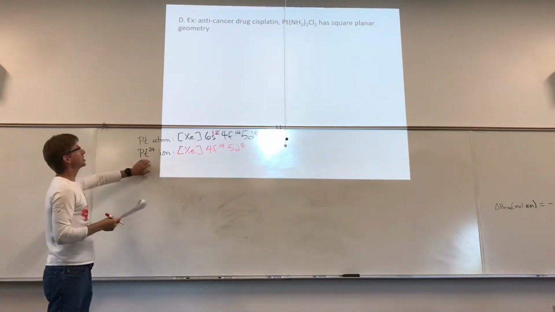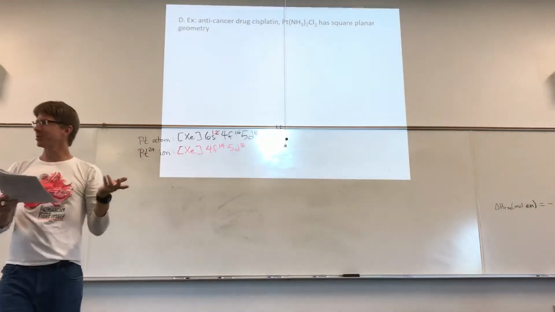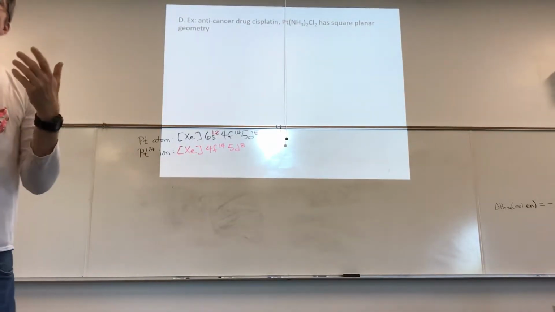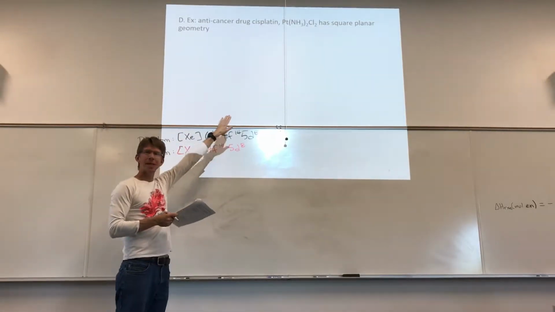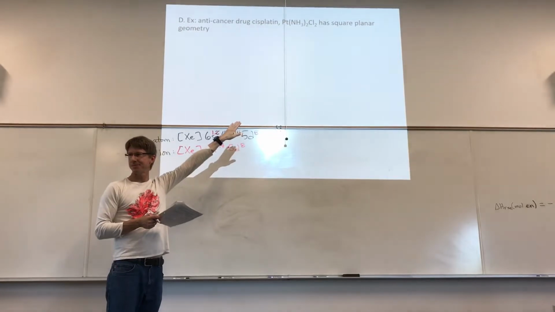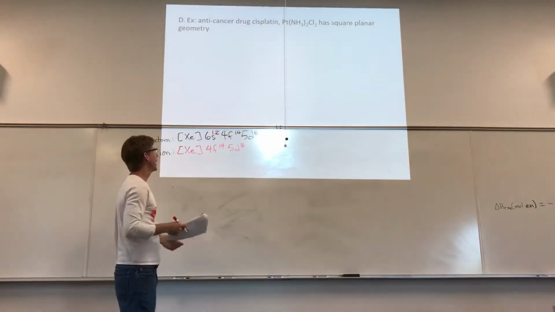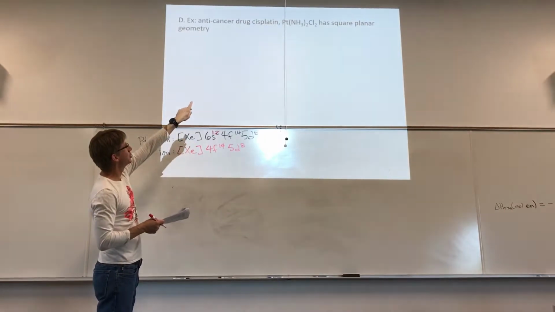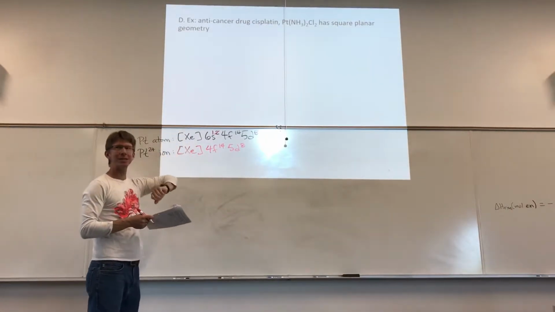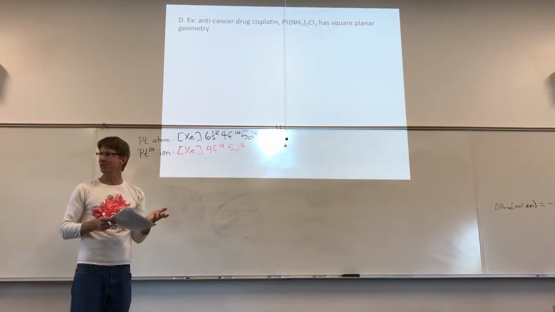Now, if your question is, how did I know that it was platinum 2+? I would suggest that we have 2 ammonias, those are neutral, and we have 2 chlorides. Chlorides are negative, so since the chloride ions are negative, to have no charge on the entire species, platinum must be 2+.